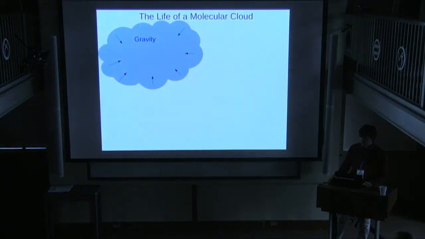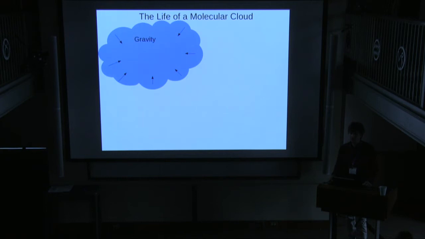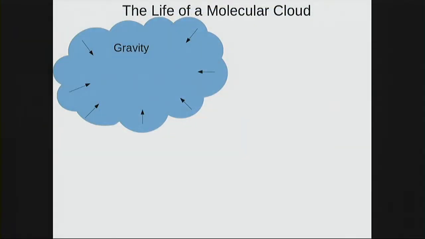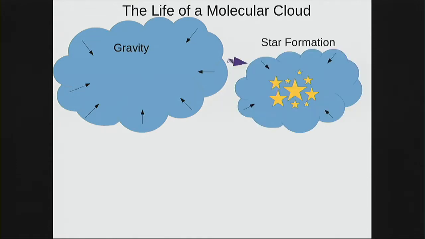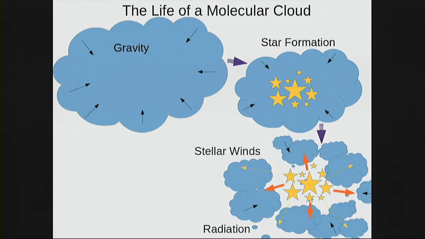So let's start with this very simple cartoon picture of the life in a molecular cloud. First you have molecules, and there's gravity, and then you have local collapse, and you start forming stars. And as soon as the stars turn on, they have stellar feedback, stellar winds and radiation. And this stellar feedback is going to destroy the molecular cloud and shut off further star formation.